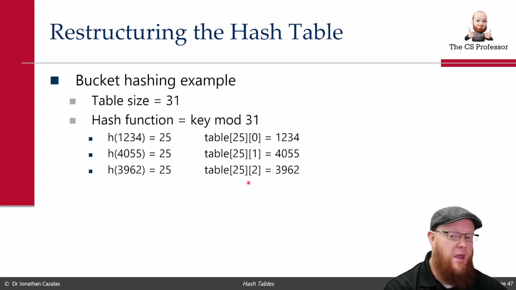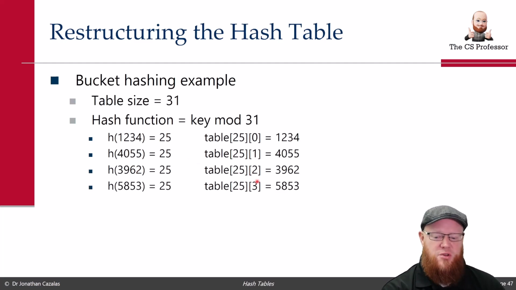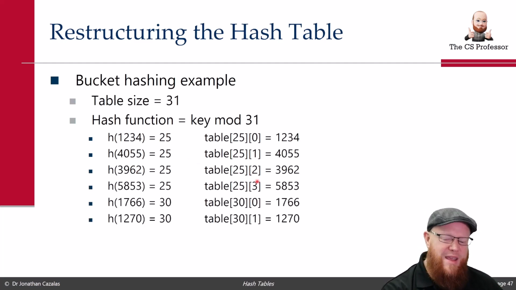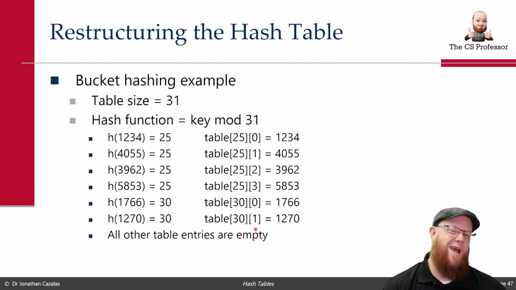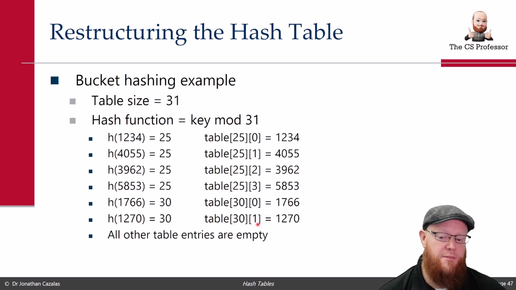Next person hashes at 25. We put them at 25.2, at 25.3. Pretty easy to understand how this bucket hashing example works. But now you can see how large should you make that second dimension.